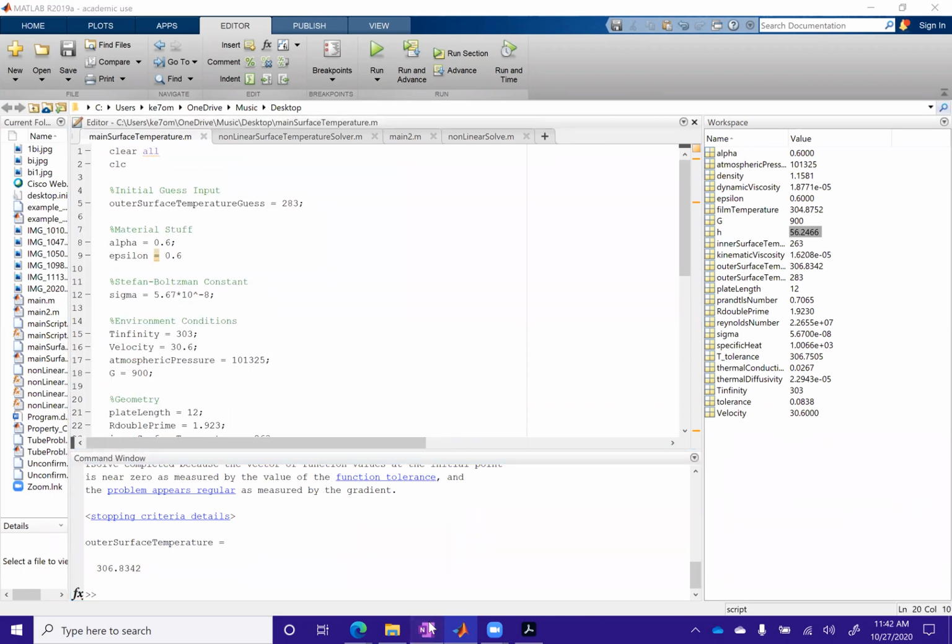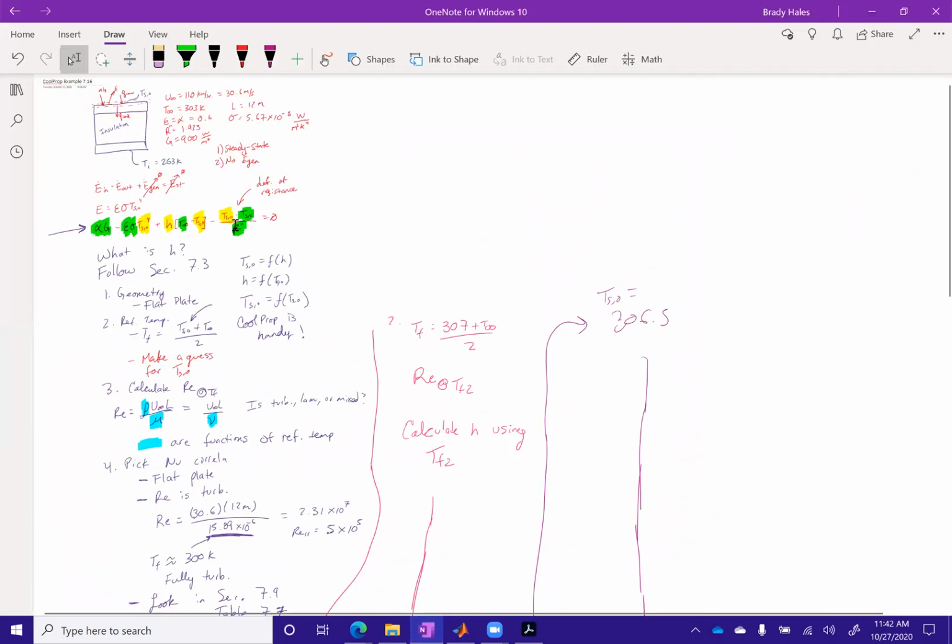So let's kind of summarize what we did. We started the problem. We drew a control volume, the interactions with its surroundings, used the energy balance, got this equation, realized we had one equation, two unknowns, but that we can solve for H. So we started solving for H using section 7.3. So we have a flat plate. We have to choose a reference temperature. So in this case, we use the film temperature, which is the surface temperature plus the infinity divided by 2.